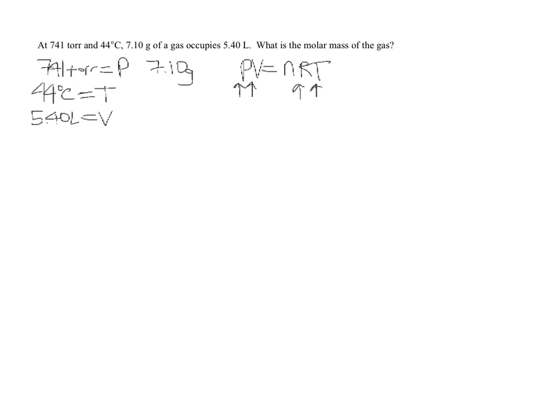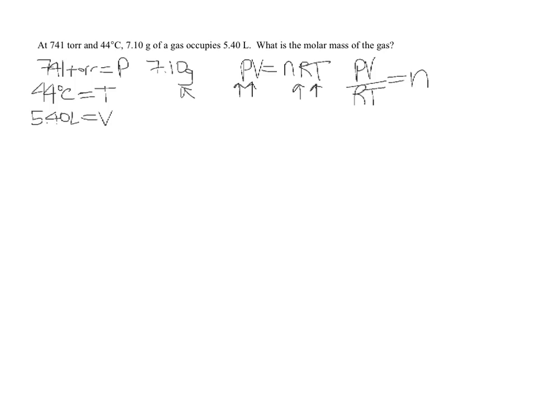R is a constant, so we know that. What can we solve for? Well, it looks like we can solve for the number of moles. Right? Since we couldn't convert these grams into moles, we can solve for the number of moles. Let's go ahead and solve for n. So in the ideal gas equation, if we're solving for n, we get PV divided by RT equals n.